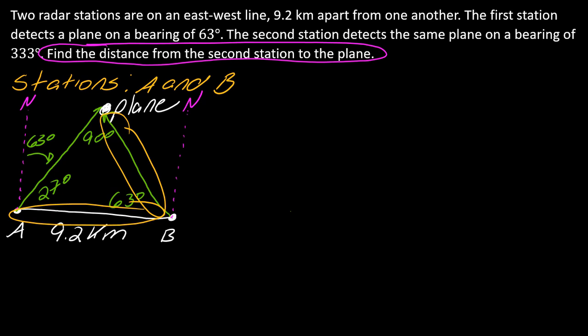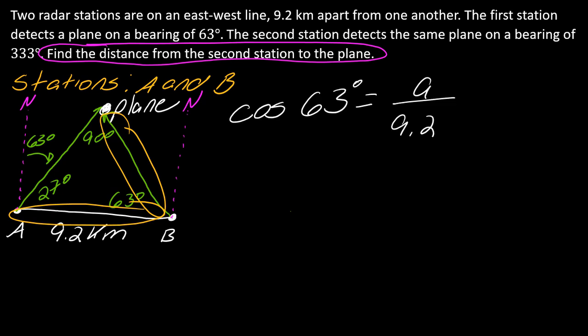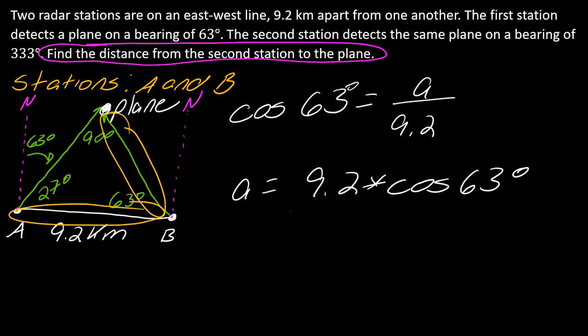So you go back to your SOHCAHTOA. You're going to use cosine 63 degrees, my adjacent over my hypotenuse. No problem. Okay, so now I can multiply all this stuff together. Bada bing, bada boom, no problem. And I get this decimal when I plug it all in.